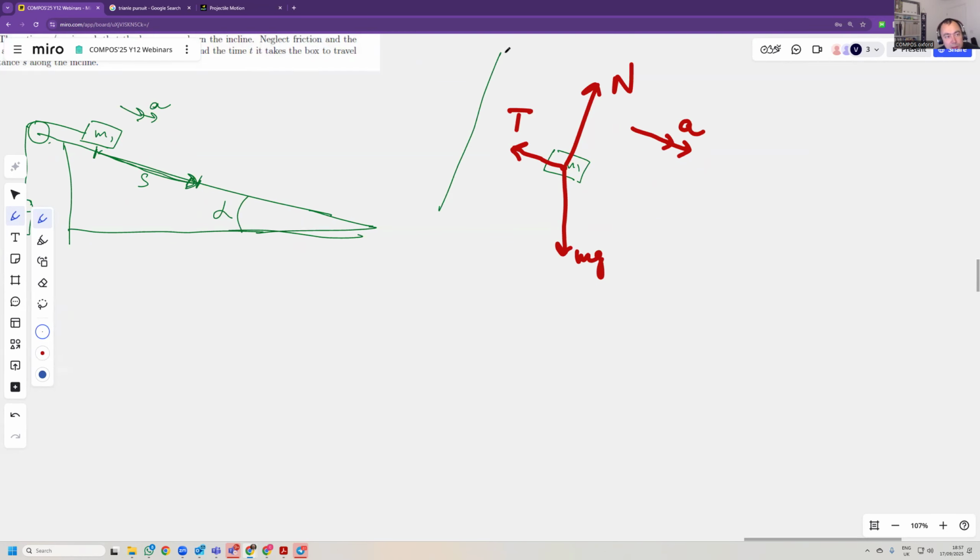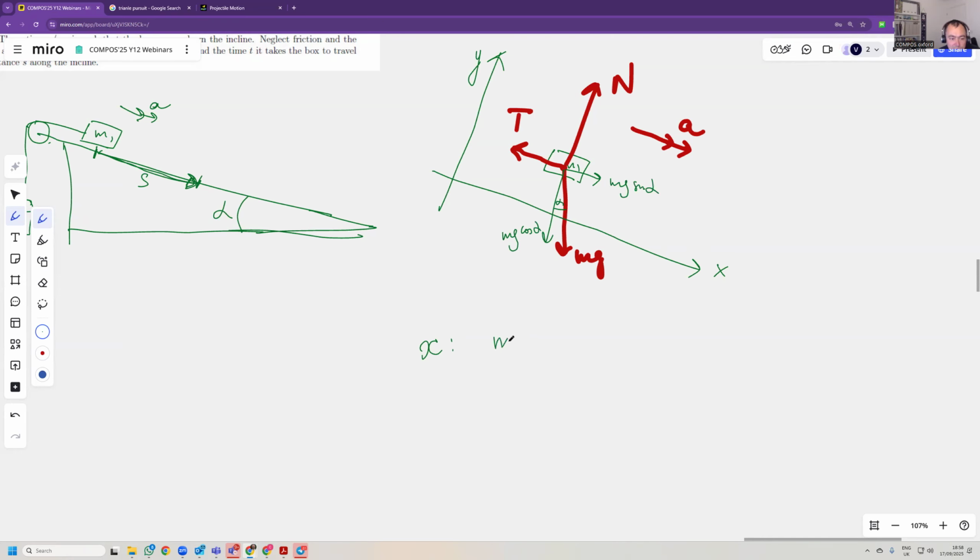So you have this direction and this direction, X and Y. In the X direction, mg splits into components. This is alpha. So this is mg cos alpha, and this is mg sine alpha.